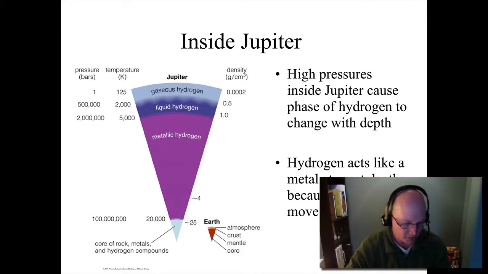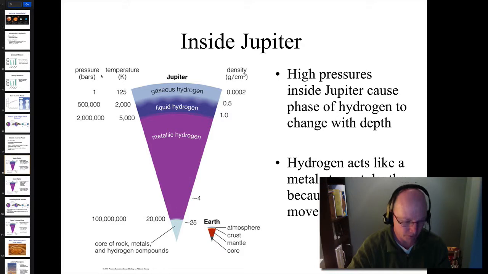If we take one atmospheric pressure, one bar, which is what we have here on the Earth. We have one bar on the surface of the Earth.